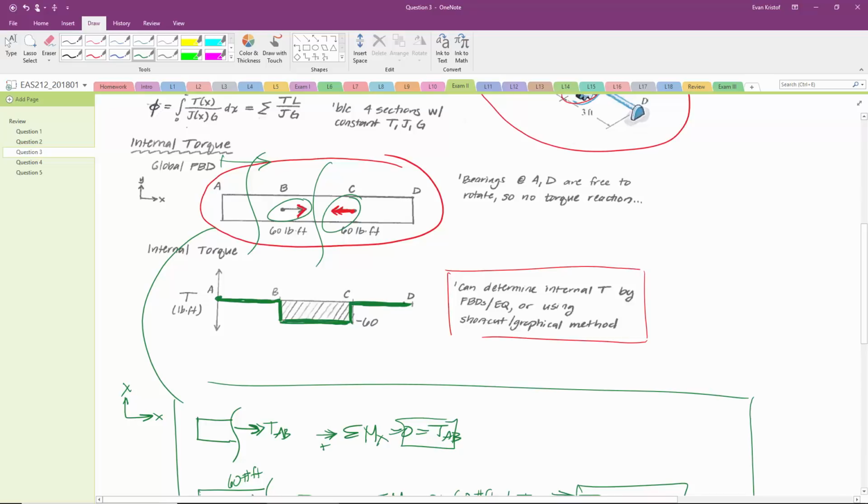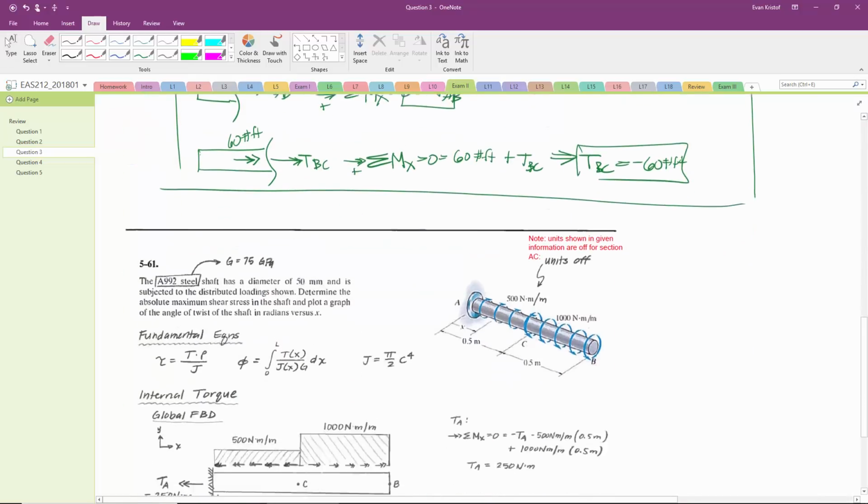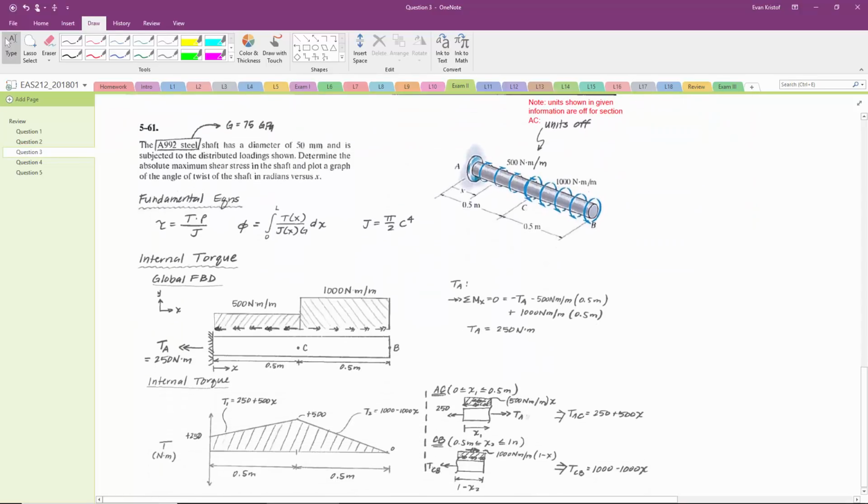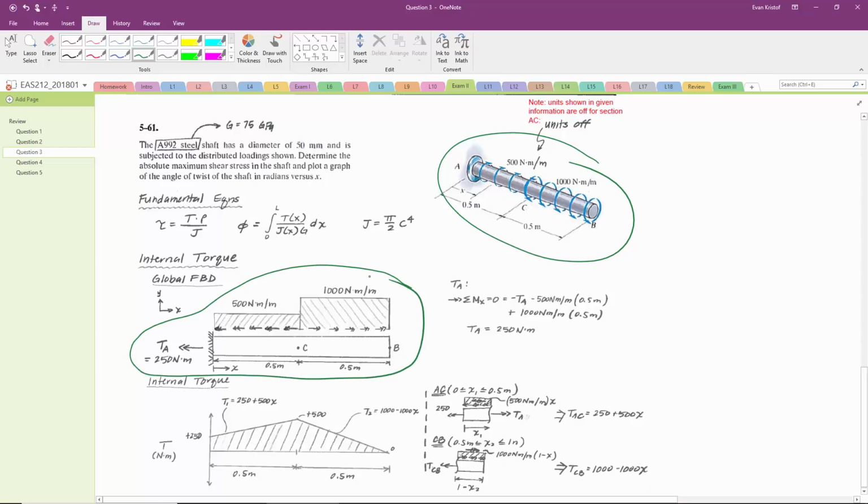Now, graphically doesn't help if I'm trying to get a function for the torque, but for relatively simple loadings, it works just fine. Now, for 561, this is where it gets a bit trickier, and it's the same idea. We have to go from the loading diagram that's provided in 3D, and change that into a two-dimensional global free body diagram, and here you see the 1,000 Newton meters per meter. That's the applied distributed torque between C and B, and that's what you see right here. I've represented it as a rectangle to recognize that it's a constant uniform torque.